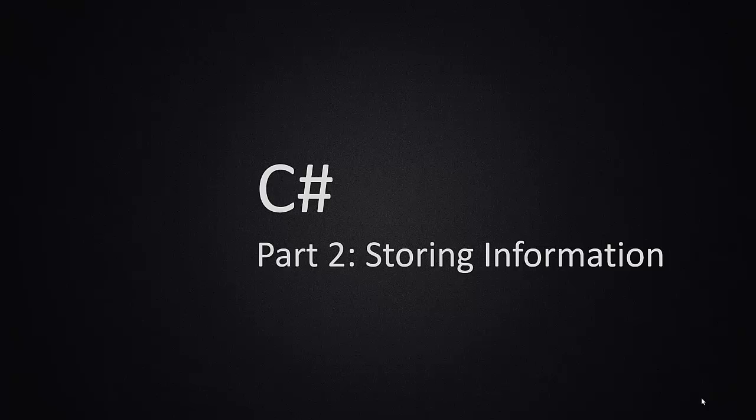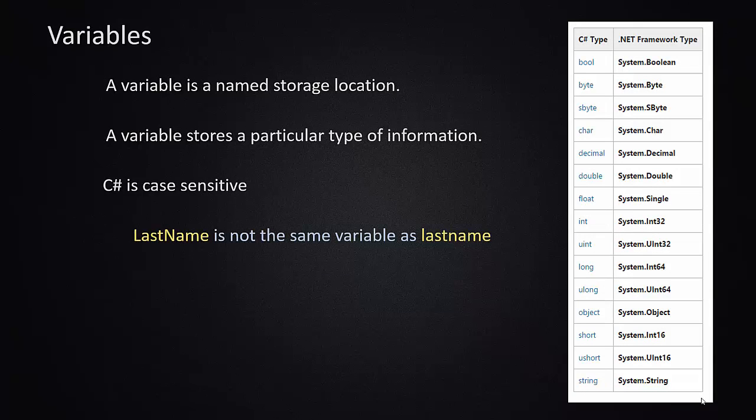This is part 2 of our C# introductory series, storing information. In a computer program, we need to be able to store data. One of the powers of computer software is the fact that it can react to changes in its environment. And the environment is generally characterized by storing that information in what we refer to as variables.